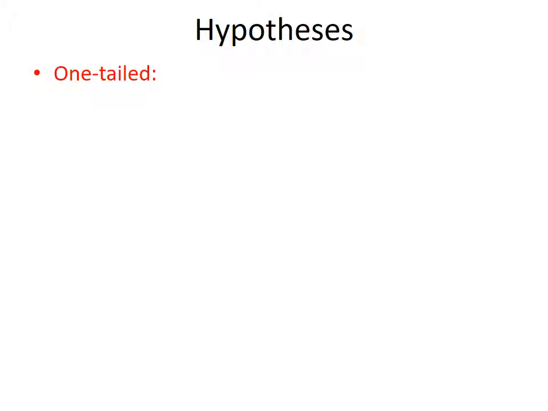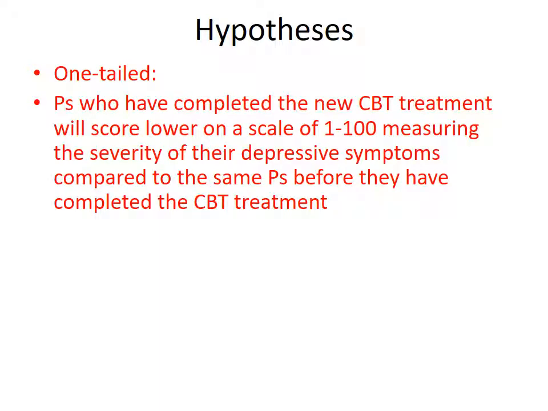Right, and I've written this one out for you. Participants who have completed the new CBT treatment will score lower on a scale of 1 to 100, measuring the severity of their depressive symptoms compared to the same participants before they have completed the CBT treatment. Sounds a bit wordy, but this is just as detailed as we need to be. And just like when we learned hypothesis writing, we are writing it here in the same way we always have. Okay, we start with one condition of our IV, completed the treatment. We then lead with our DV, what are we measuring? So their score on the scale. Okay, and we finish up with our second condition of our IV, before they have completed the treatment.